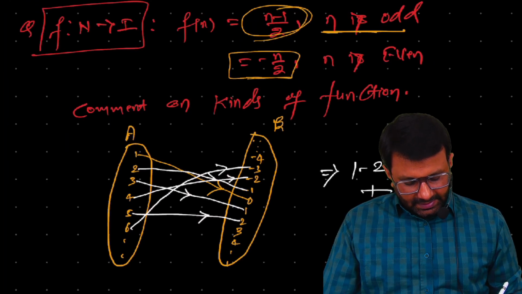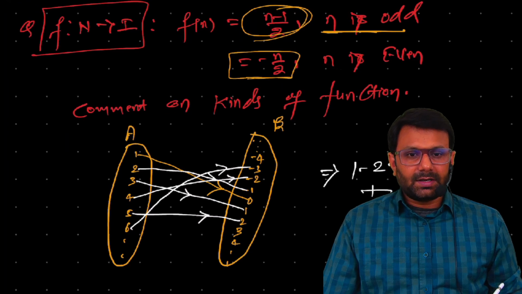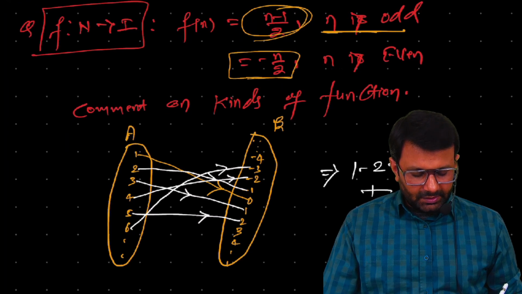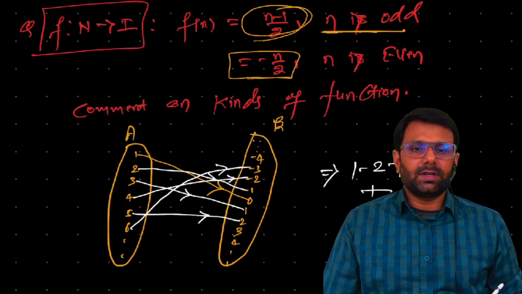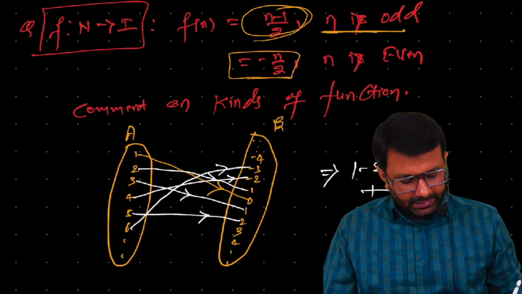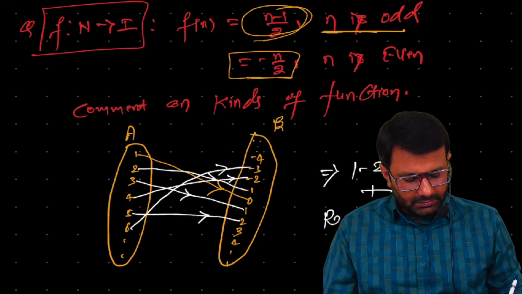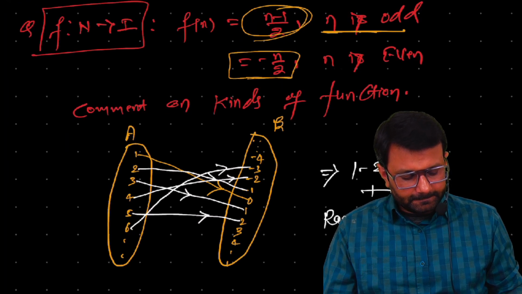Now every element of B will connect with the help of this formula. So every element of B will connect with elements of A. So here range is equal to codomain. So this is an onto function.